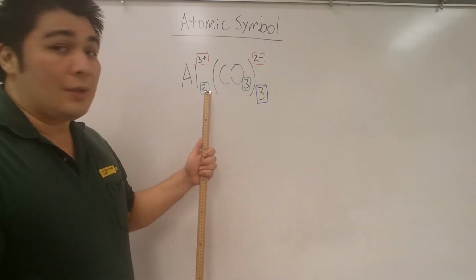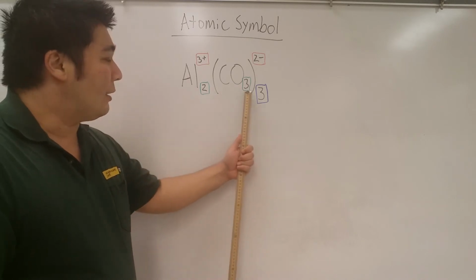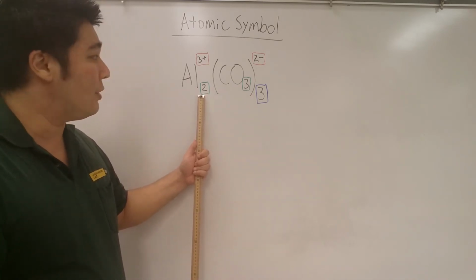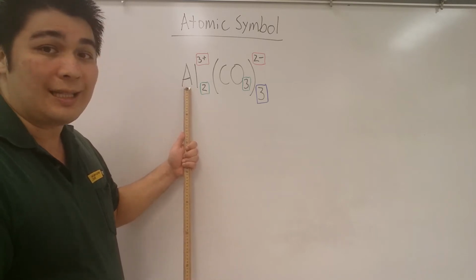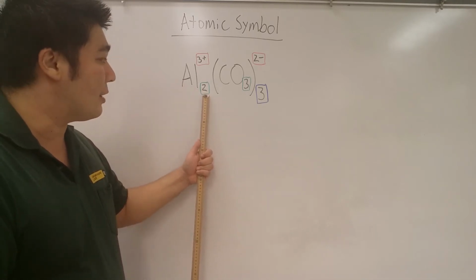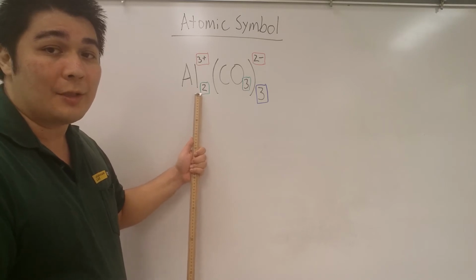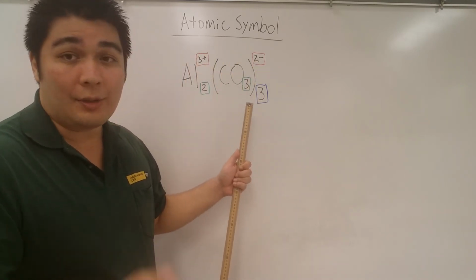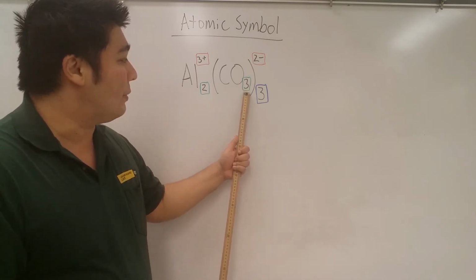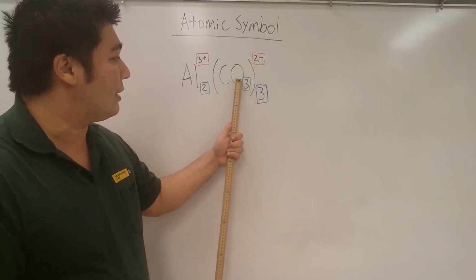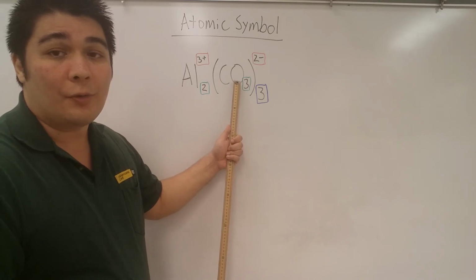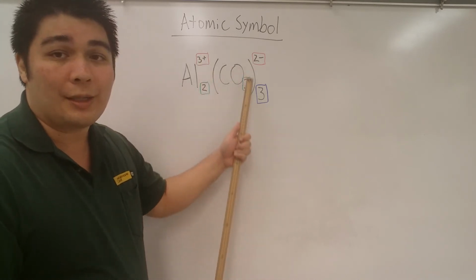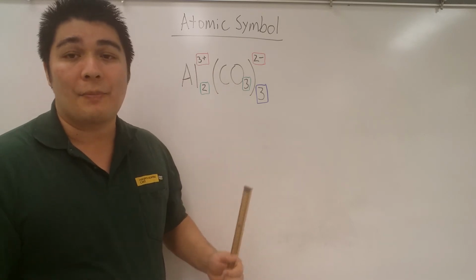What I'd like to do is also point out why I have them in different colors. In this case, the green box tells you that it is attached solely to this element right here. So aluminum has 2 aluminum atoms in this aluminum carbonate. However, and I will continue over here with the oxygen, this 3 is attached to this oxygen right here. Therefore, there are 3 oxygen atoms in the carbonate polyatomic ion.